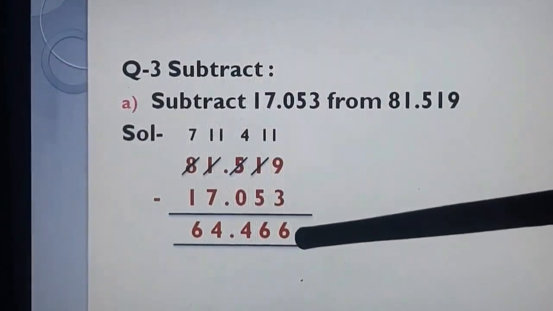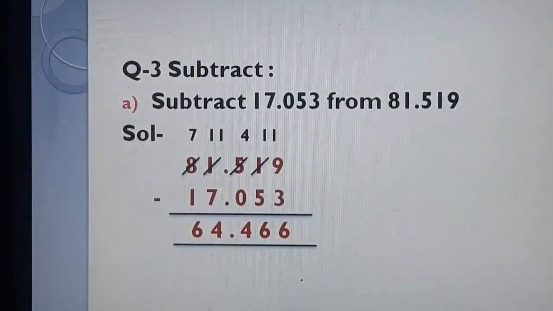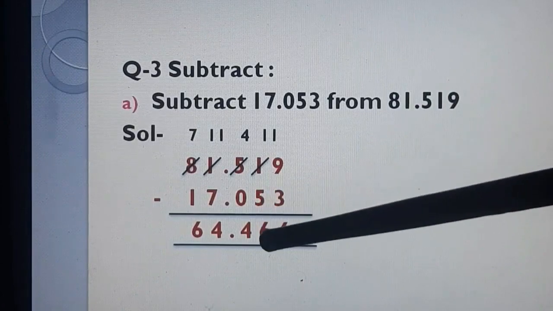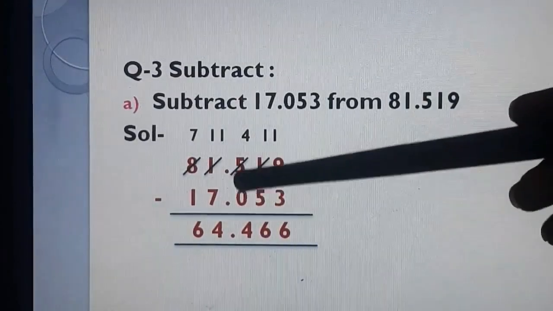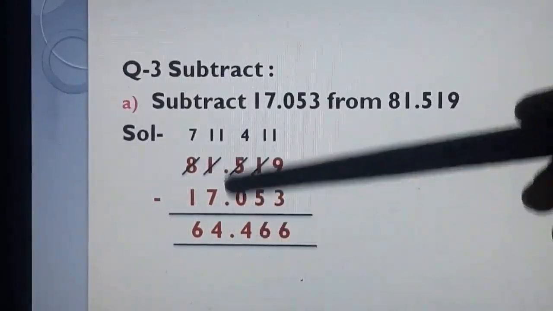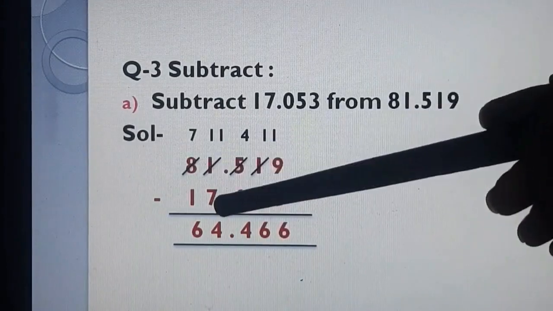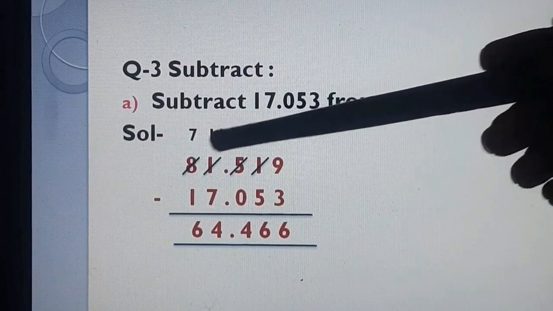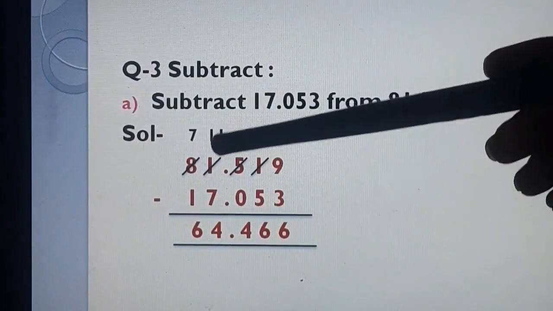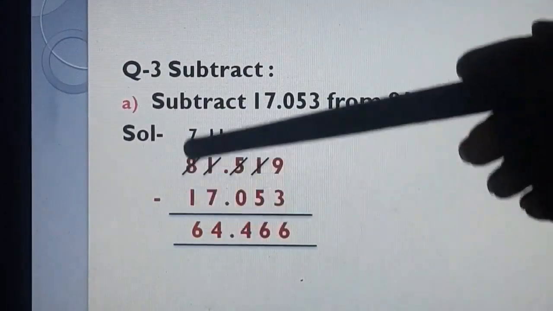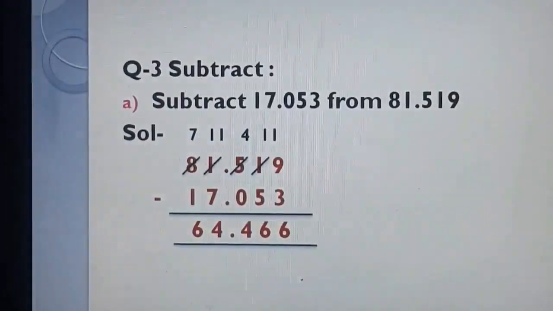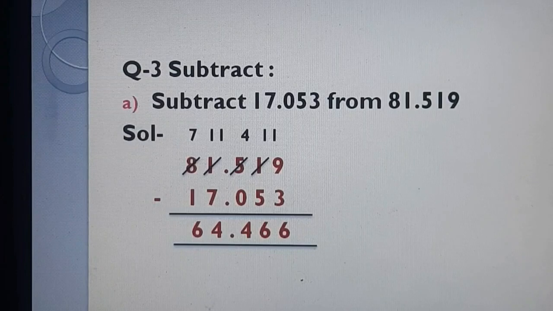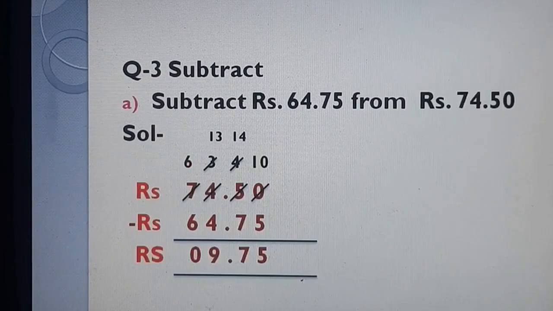Now subtraction will be there. 9 minus 3, 6. 1 minus 5. Not possible. So it will take borrow. 1 will become 11. 11 minus 5, 6. 5 will become 4. 4 minus 0, 4. Decimal. 1 minus 7. Not possible. So it will take borrow. 1 will become 11. 8 will become 7. 11 minus 7, 4. 7 minus 1, 6. So our answer is 64.466.